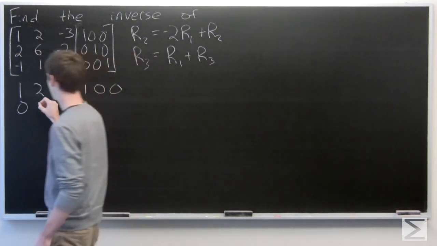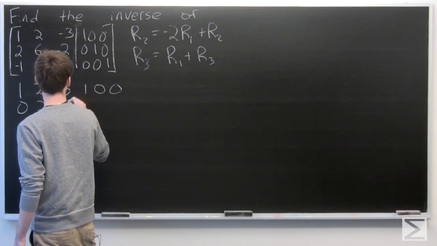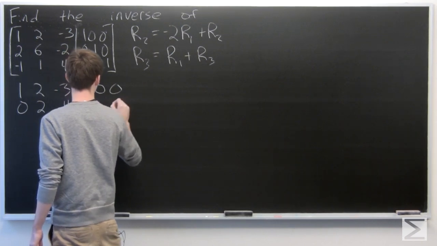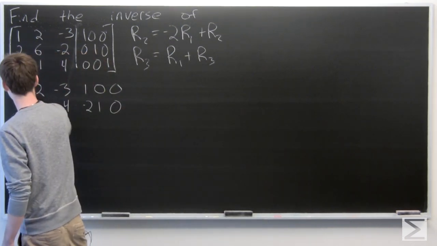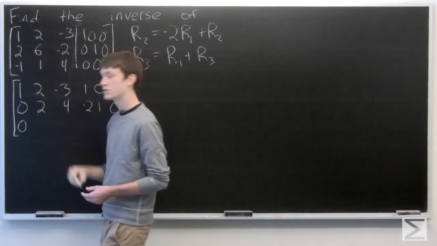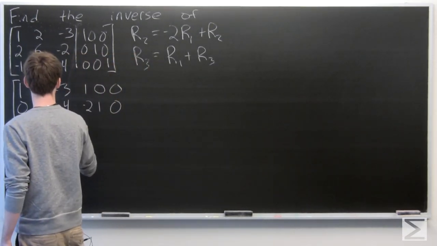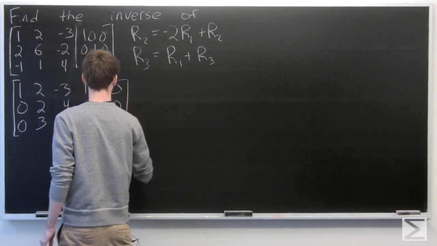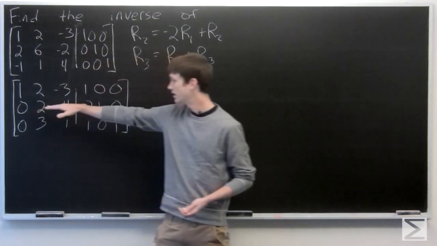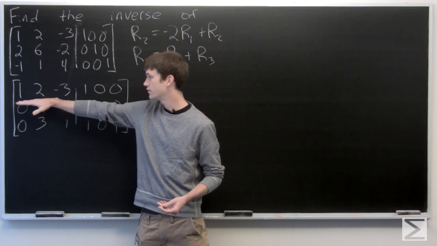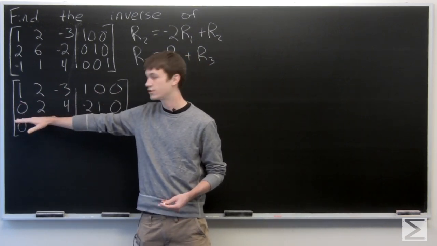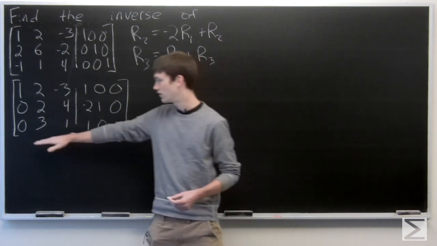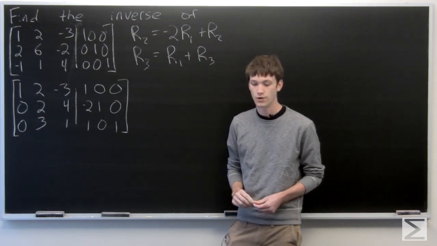Negative 4 plus 6 is 2. Two plus one is three. So we get the matrix as follows. The first row remains the same. The second row has changed to 0, 2, 4, negative 2, 1, 0. And the third row is 0, 3, 1, 1, 0, 1.